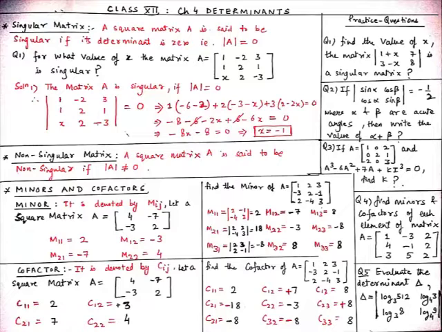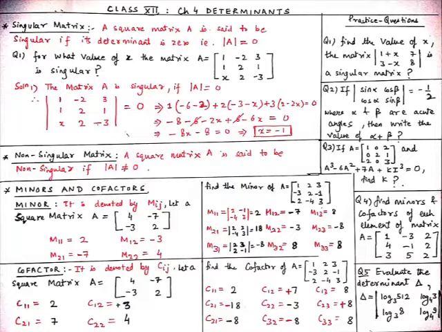But the difference between both of them is that in cofactor, when sum is even, we will take it as positive. Sum means, let's say for A11, it means 1 plus 1 is 2. So 2 means even. So here we will take positive. And if sum is odd, like A12, where 1 plus 2 is 3, which means odd. So when sum is odd, we will take it as negative.